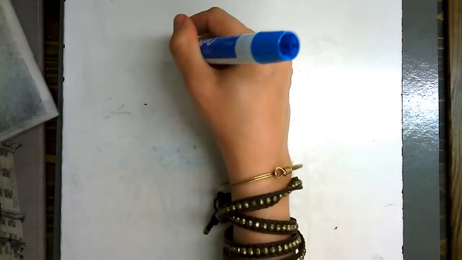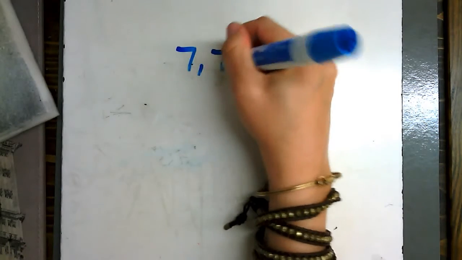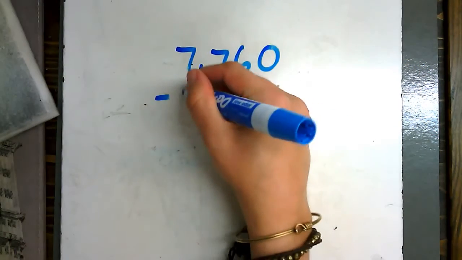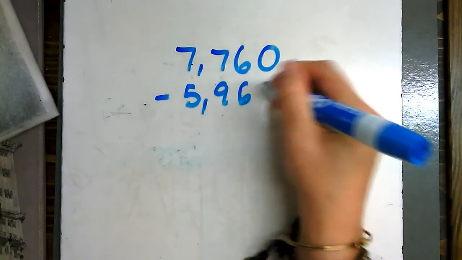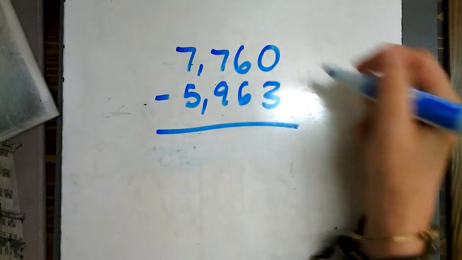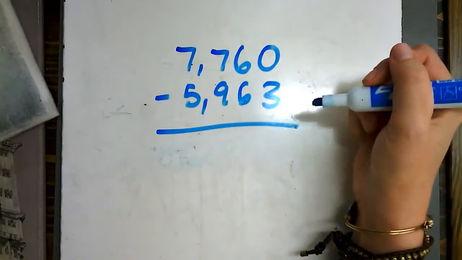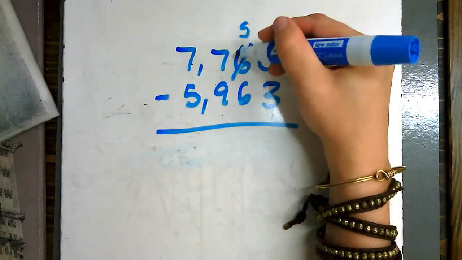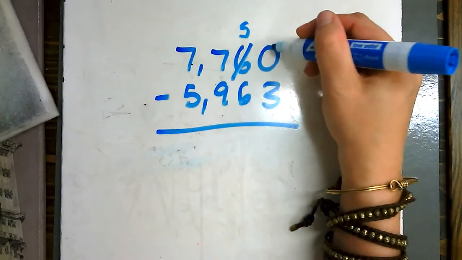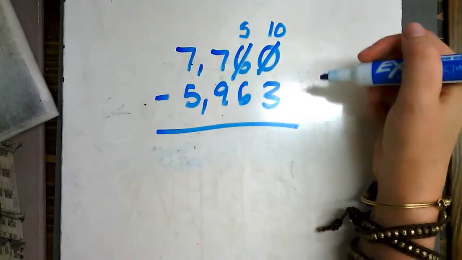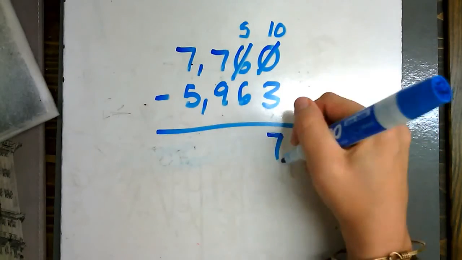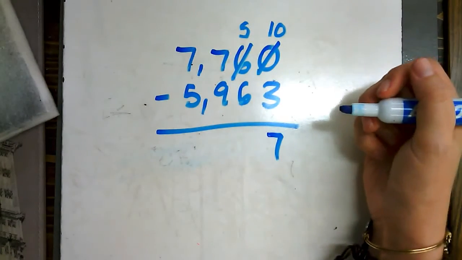Number 2 is a subtraction problem with regrouping. 7,760 minus 5,963. Here we go. 0 minus 3. I cannot do it, so I go over to my 6 and I turn that into a 5. I take a 10 from the tens place, put it into the ones place, so now I have 10 ones. 10 minus 3 is 7. 7, 8, 9, 10. Yep, just want to double check it.